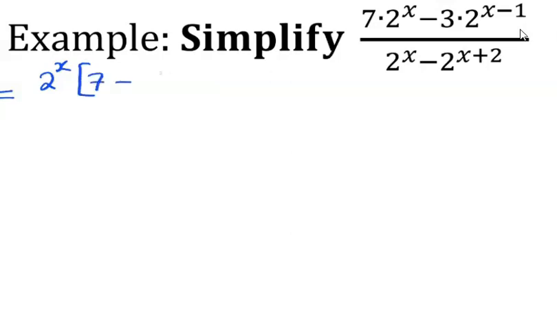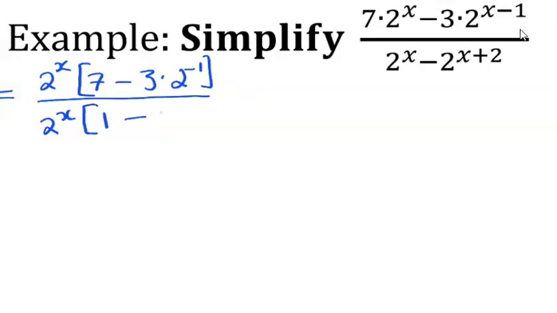7, and then I have a 3 times 2 to the minus 1. For the denominator, we take out 2 to the x, and then we have 1 there, minus 2 to the 2. And now we can cancel the 2 to the x, because we now have a multiplication.